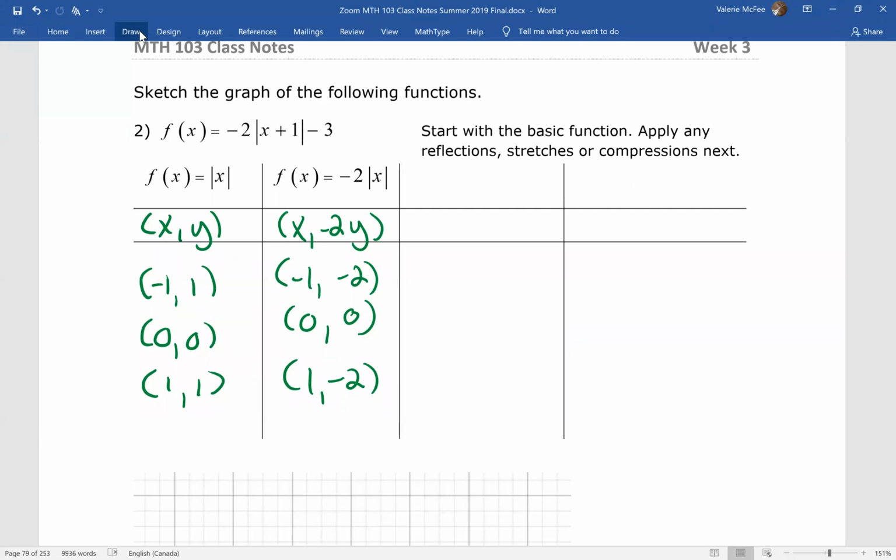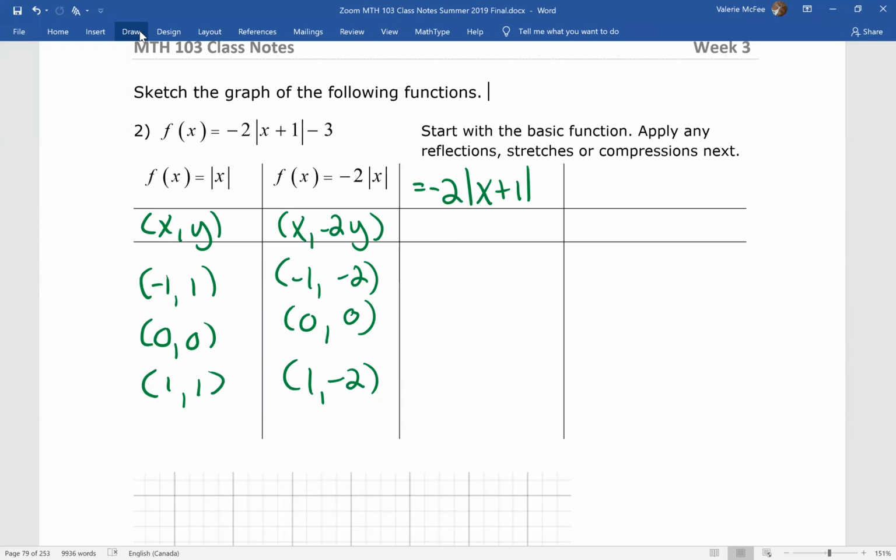Now it doesn't matter whether we do the plus 1 or the subtract 3. I like to work with whatever is closest to X first. Absolute value of X plus 1. Are we changing X or Y this time? Well, the plus 1 is inside the function with X. That means we're changing X.